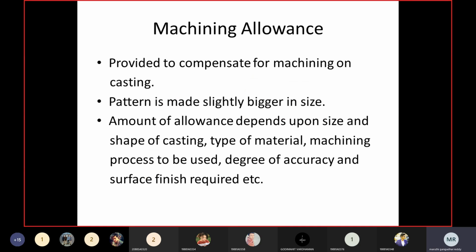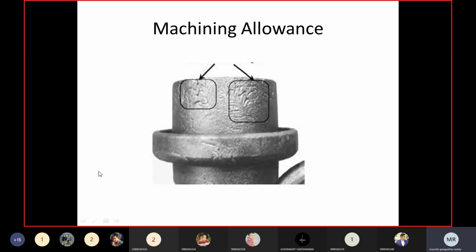Next one, machining allowance. Why we provide the machining allowance means observe the surface of the casting here. Here you can observe at this particular area where I am highlighting, observe these two surfaces. It does not have a good amount of surface finish. At these two regions it doesn't have a good surface finish, and here you can observe holes are formed, and the surface is not that smooth.